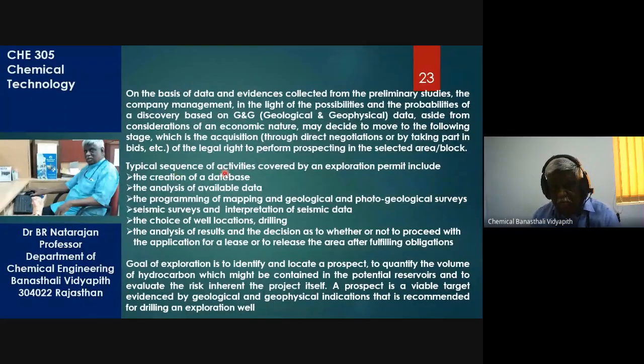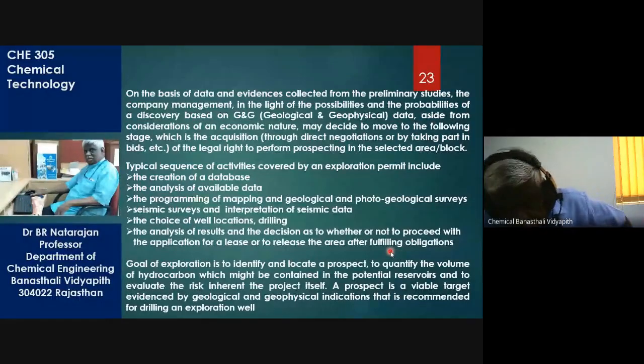A typical sequence of activities will be creation of a database, the analysis of available data, programming of the mapping and geological and photogeological surveys, seismic surveys, and interpretation of seismic data, the choice of well location, drilling, and analysis of results. Then comes the decision whether or not to proceed with the application for lease, or to release the area after fulfilling the application.